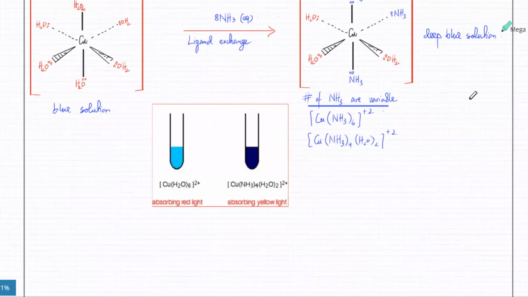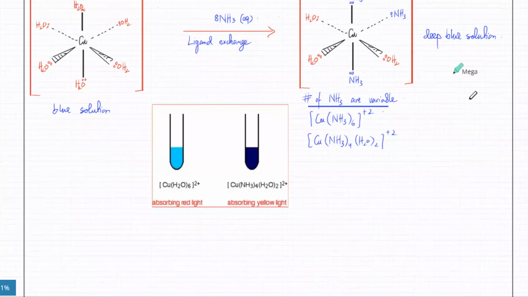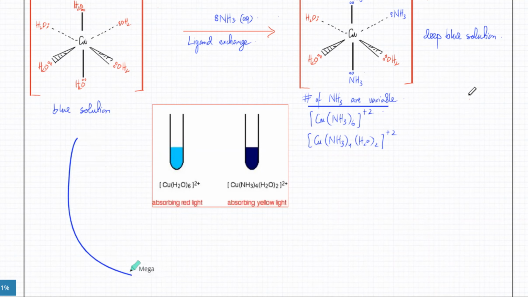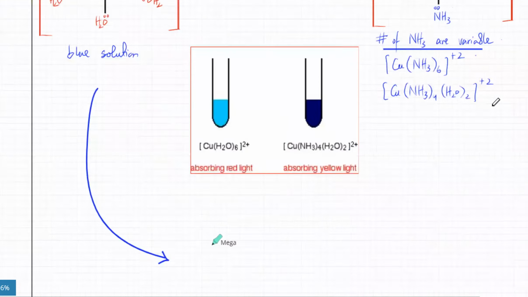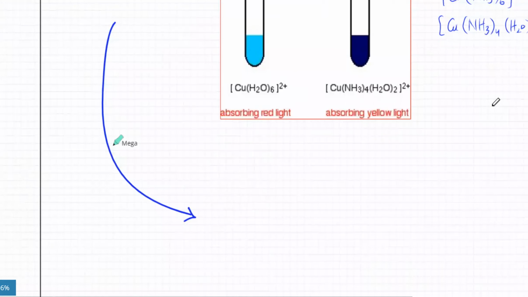Then you have copper with concentrated HCl. What's going to happen if I add concentrated HCl to this? HCl is going to have a specific ligand, which is Cl-1, because HCl is a strong acid, so it's going to dissociate and give these Cl-1 ligands.